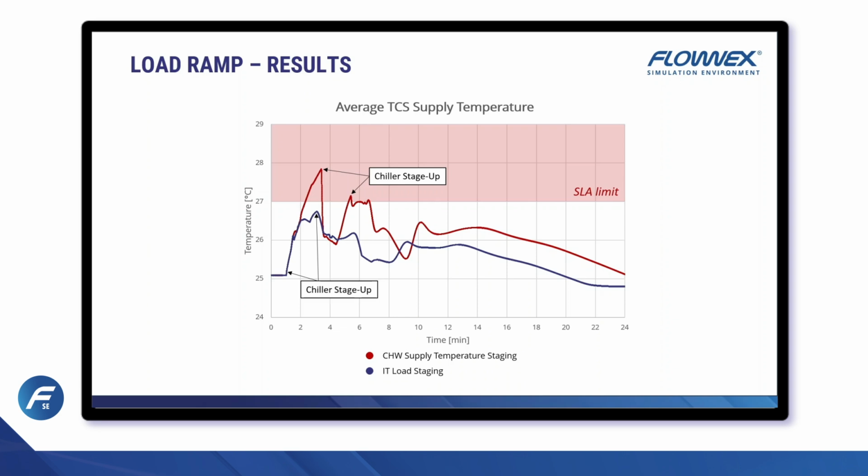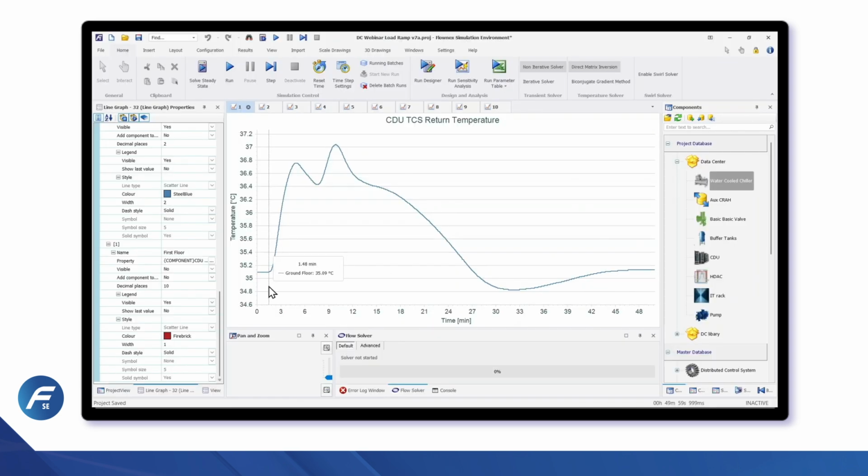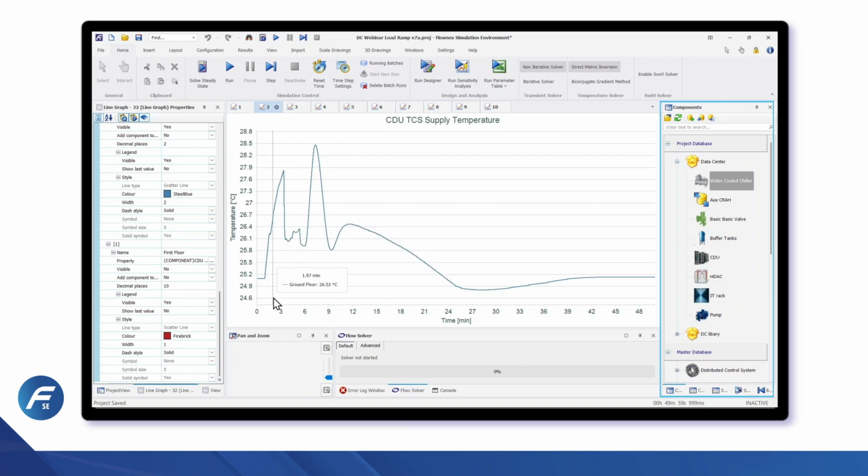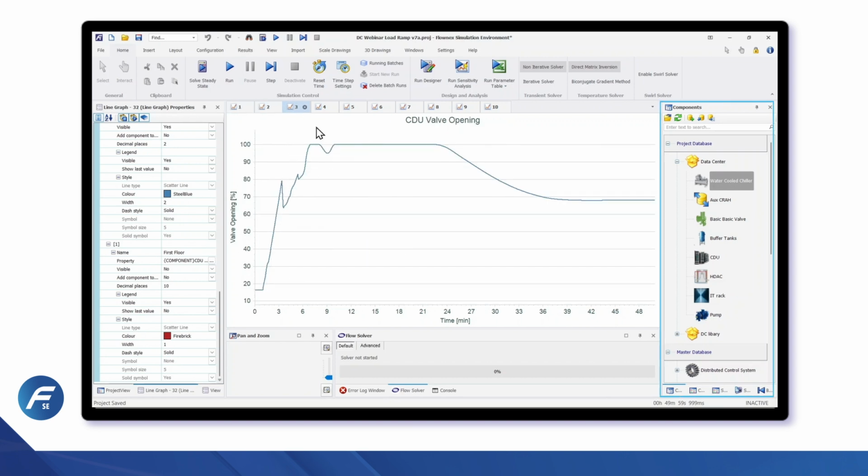To solve this, we updated the control logic to stage up chillers based on IT load, not temperature. The results speak for themselves. Chilled water supply temperature increases by only 1 degree instead of 4, and the system maintains a far more stable thermal profile. Flownex makes it possible to visualize, analyze, and perfect control strategies before implementation.